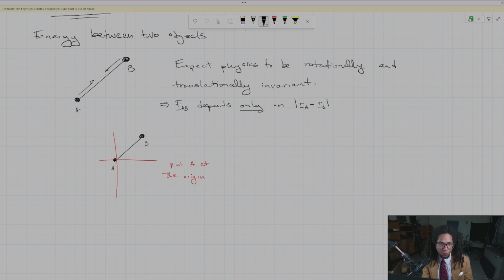Then we know that in this coordinate system, B has a central force in the way that I've just described, this second way of thinking about central forces. So let me say force on B, which is FBA, is parallel to R hat in this coordinate system. In other words, it's central.